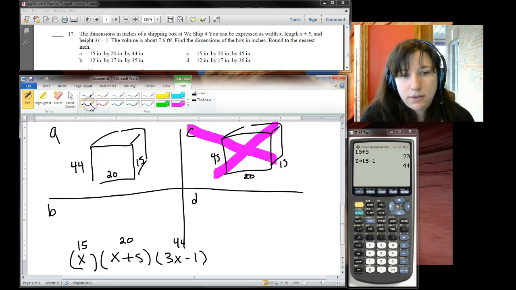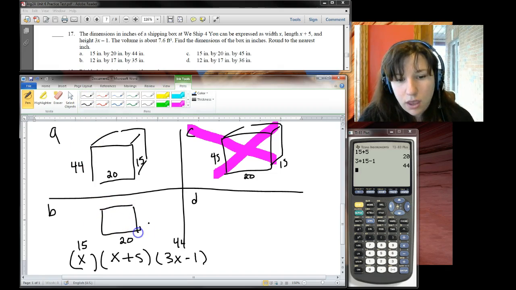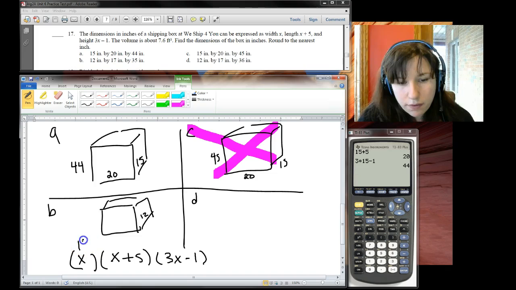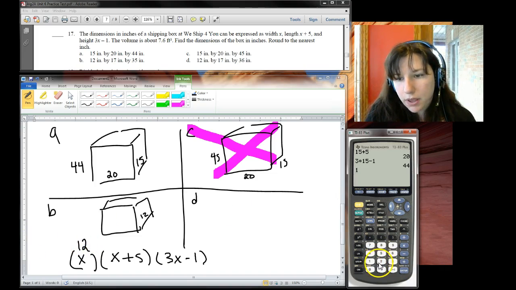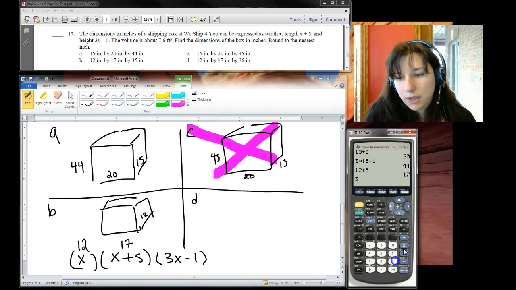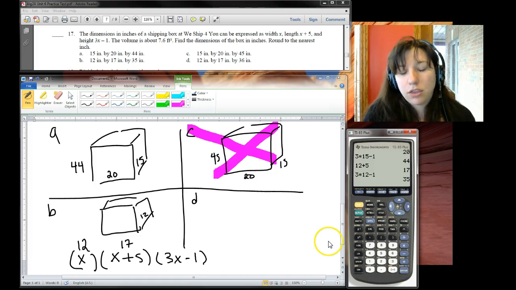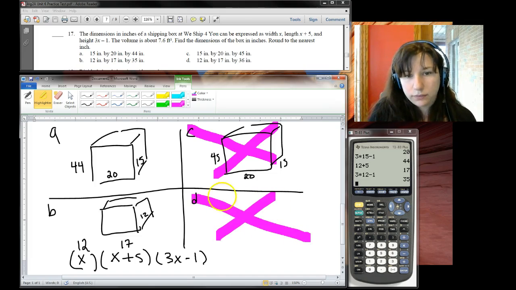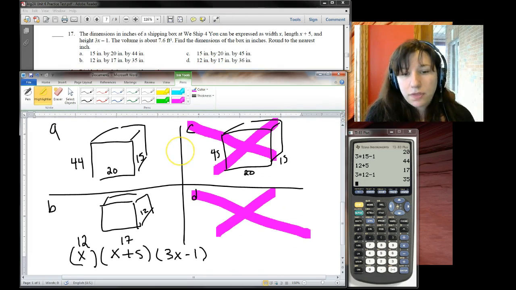Let's look at option B and D. In these options, their width starts at 12. So let's try that. The width starts at 12, so the length should be 12 plus 5. Gives me 17. B and D are still both good options. Then the height is going to be 3 times 12 minus 1. Okay, I get 35, so that means D is out of the question. Okay, so that's helped me narrow it down.